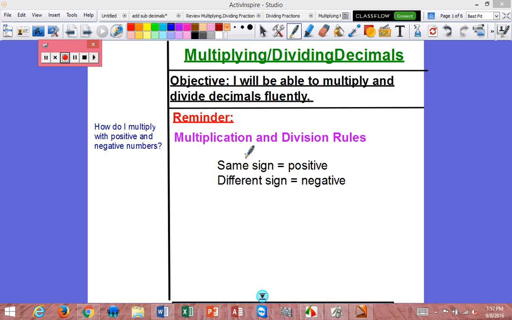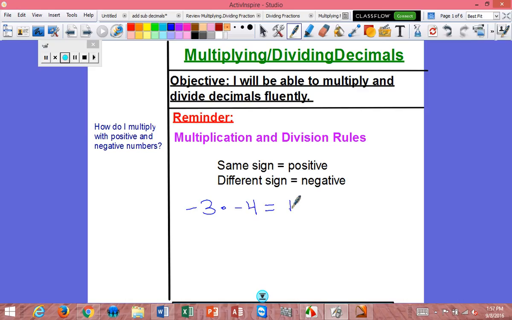If you are multiplying or dividing and both numbers have the same sign, you will have a positive answer. For example, -3 times -4 would be a positive 12. If you had -20 divided by -10, that would be a positive 2. And obviously, if both of your numbers are positive, then your answer is going to be positive.